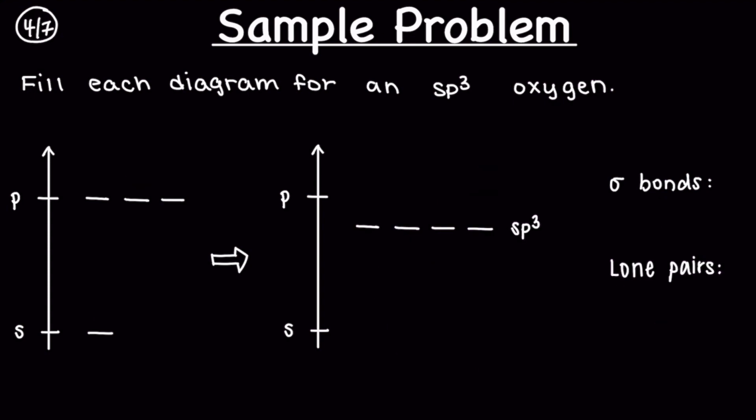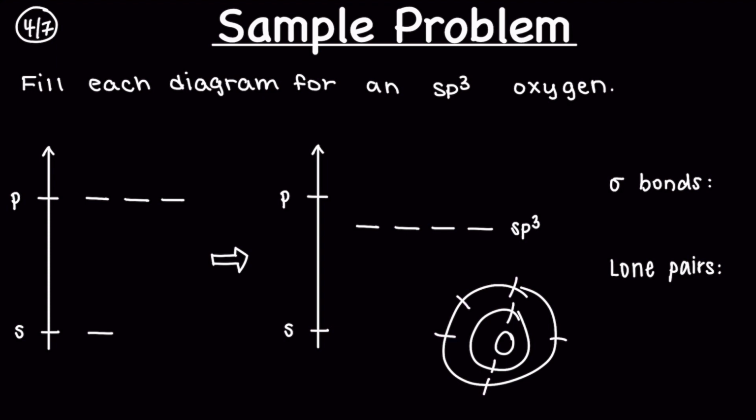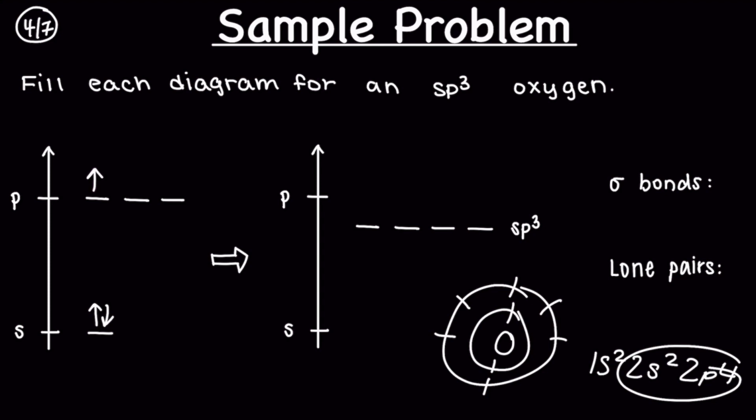Our fourth problem is now asking us to fill the diagram for an sp3 oxygen. So again, if we were to draw our Bohr's model, 1, 2 core electrons and 6 valence electrons, because oxygen has 8 total. So our electron configuration would be 1s2, 2s2, 2p4. Only this part, the 2s2, 2p4, counts, leaving us with just 6 valence electrons. So 1, 2, 3, 4, 5, 6 valence electrons. And we would put 1, 2, 3, 4, 5, 6 valence electrons here.